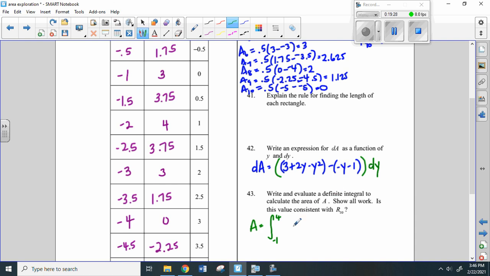I will tell you, just to make it shorter when we type it in, I did simplify this down. I combined like terms. I had to distribute my negative and combine like terms. I ended up with 4 plus 3y minus y squared.